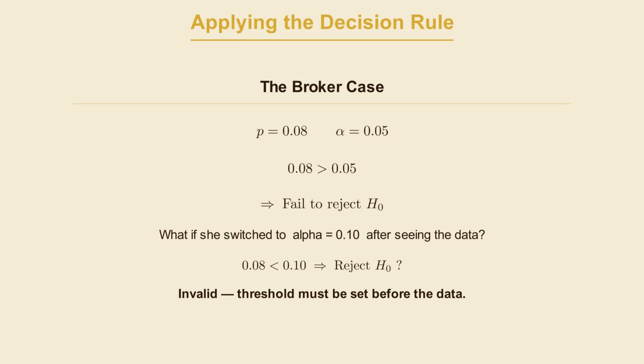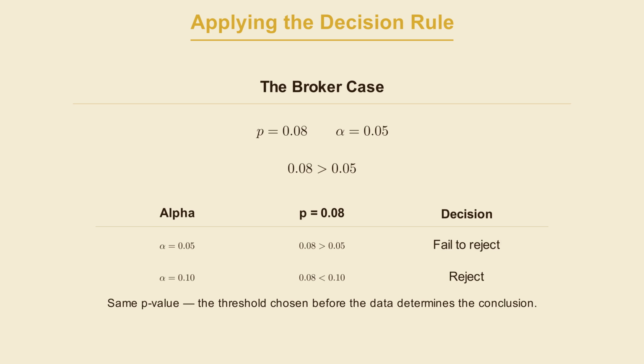But the problem is that she can't decide to change that threshold after she's already seen the data. Doing so is simply forcing a conclusion, not doing statistical inference. So with the same data, the same p-value, you can end up with two different conclusions depending on what threshold you chose. That's not a flaw in the framework, it's kind of the whole point. The significance level is a choice about how much evidence you require before you're willing to call something real. And that's exactly why we need to decide it before we ever look at the data.